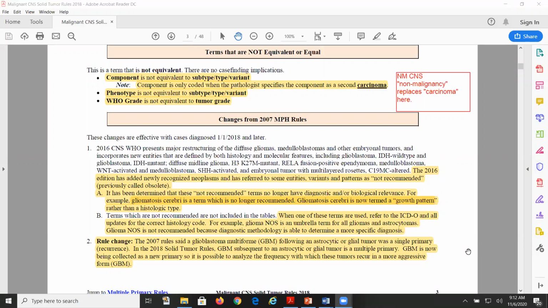A major change from the 2007 rules is that now a glioblastoma multiforme subsequent to an astrocytic or glial tumor is a multiple primary. Glioblastoma multiforme is now being collected as a new primary, so it is possible to analyze the frequency with which these tumors recur in a more aggressive form.